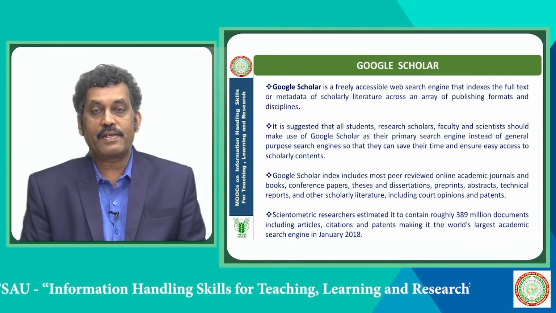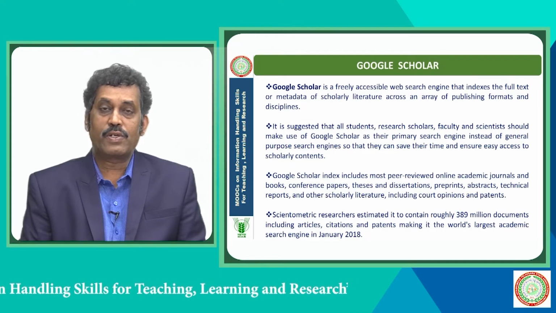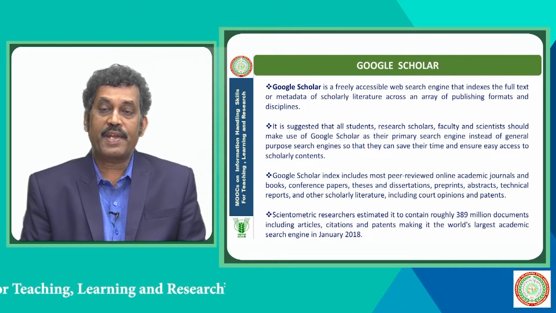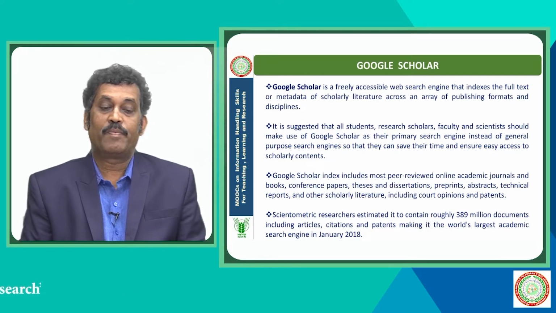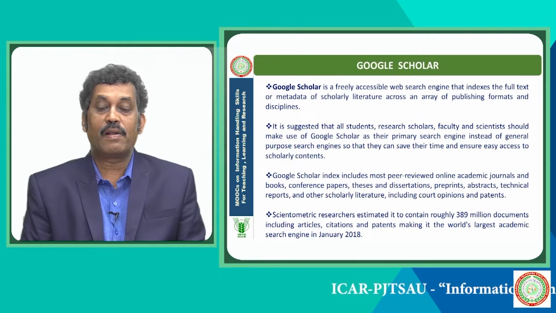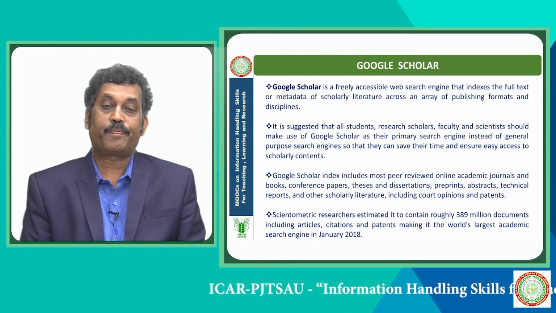Google Scholar index includes most peer-reviewed online academic journals and books, conference papers, theses and dissertations, preprints, abstracts, technical reports and other scholarly literature, including court opinions and patents. Scientometric researchers estimated it to contain roughly 390 million documents, including articles, citations and patents, making it the world's largest academic search engine during January 2018.